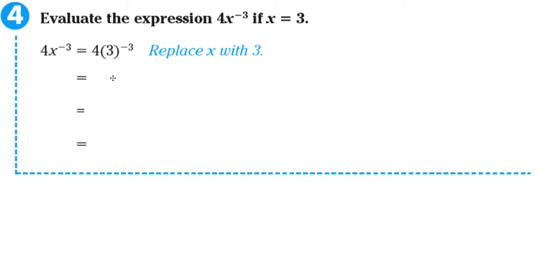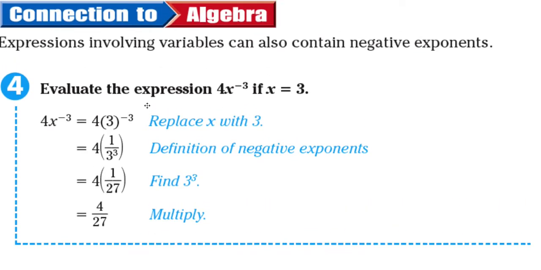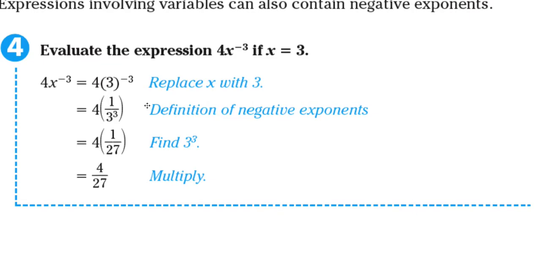When you do that using the definition of exponents, you now have 4 times 1 over 3 cubed. 3 cubed is 27, so this is 4 times 1 over 27. If you multiply those two fractions, you end up with 4 over 27. And that's how you use negative exponents in these types of algebraic fractions and expressions.